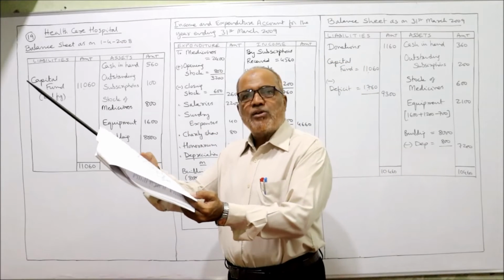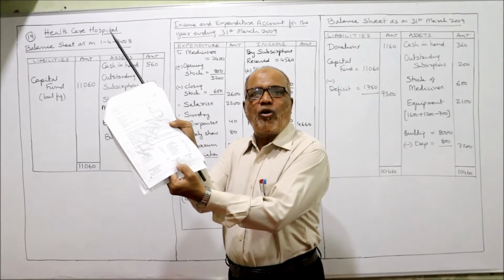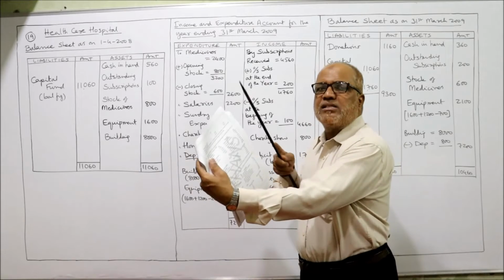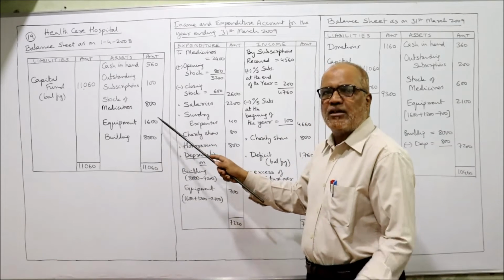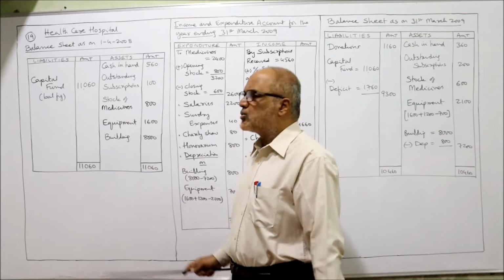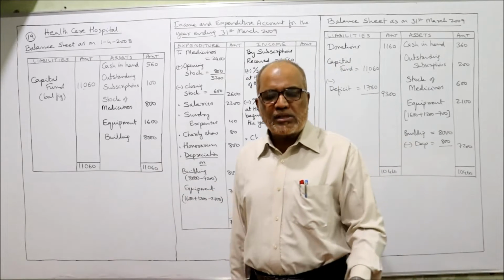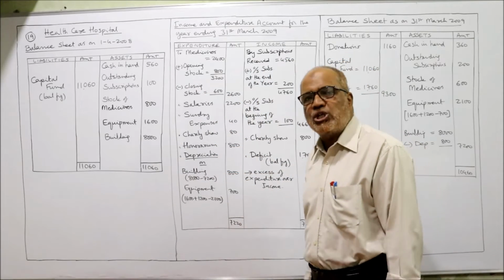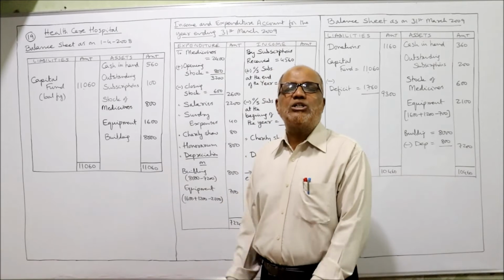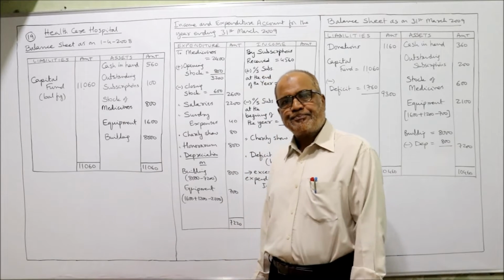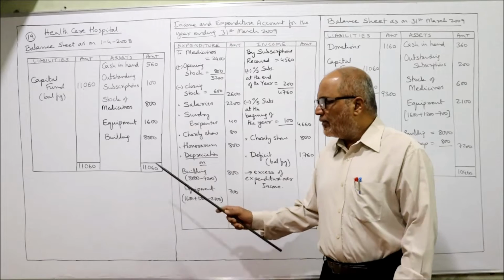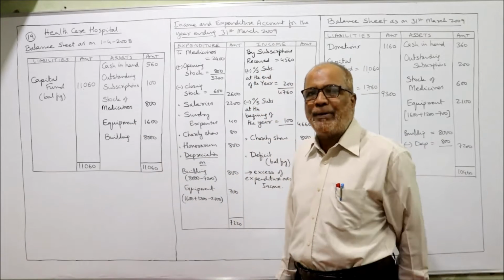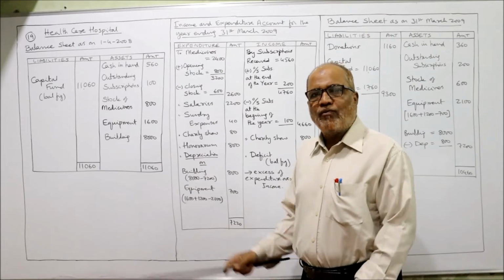Stock of medicines. Stock of medicines at the beginning of the year 800 rupees given. So I have taken 800 rupees. Equipment at the beginning of the year 1600 rupees given. Equipment 1600. Building at the beginning of the year 8000 I have taken. All the values at the beginning of the year are given. So I will take the total of the asset side, 11,060. There is no liability at all at the beginning of the year. No liabilities. So 11,060 is the balancing figure and that is the capital fund at the beginning of the year. That's it. So we got the capital fund.